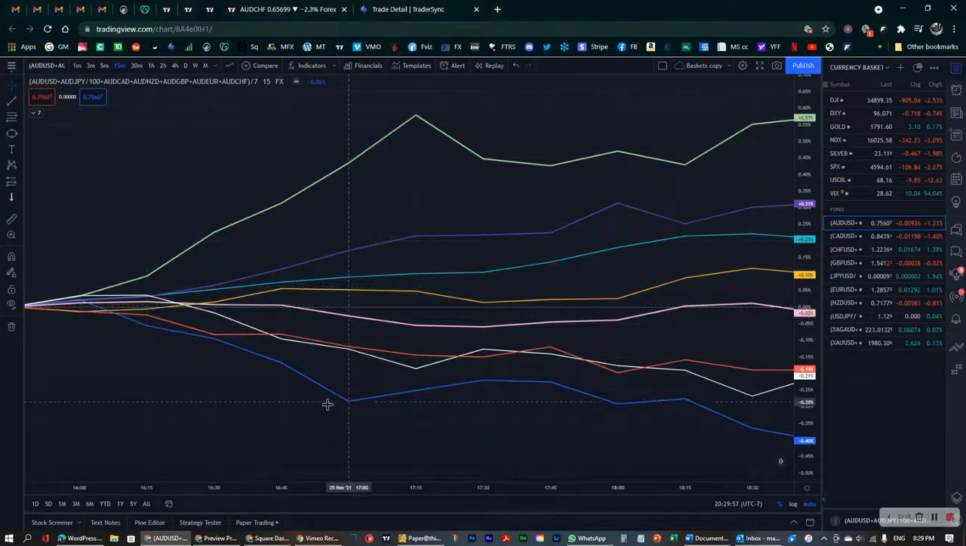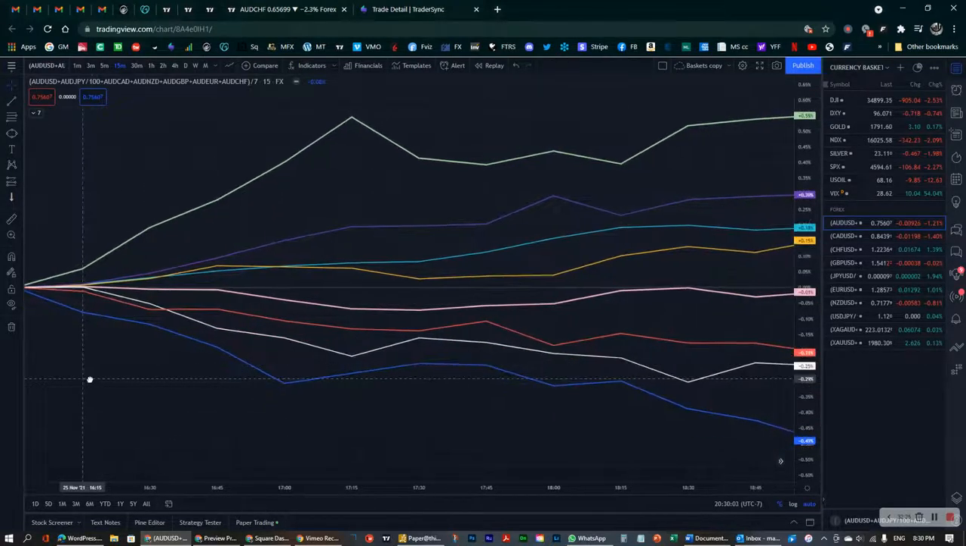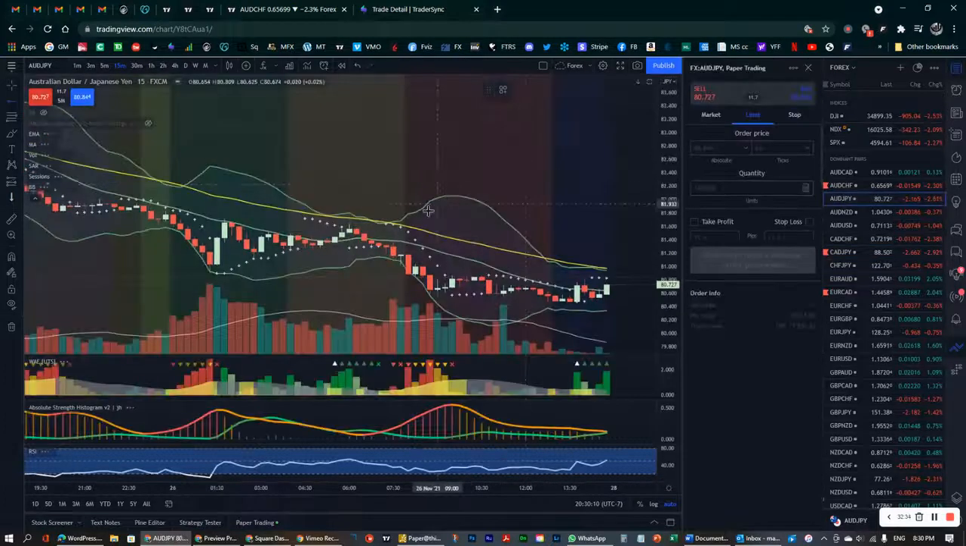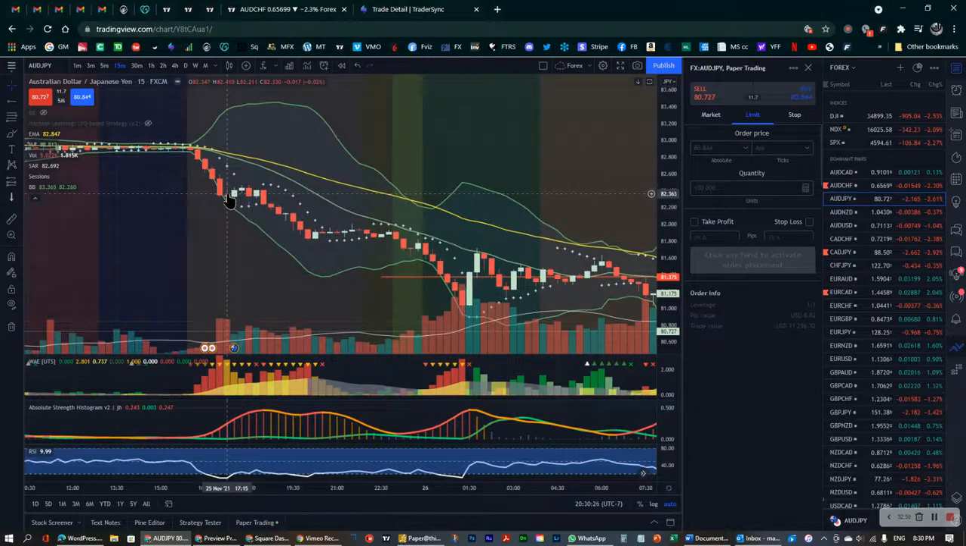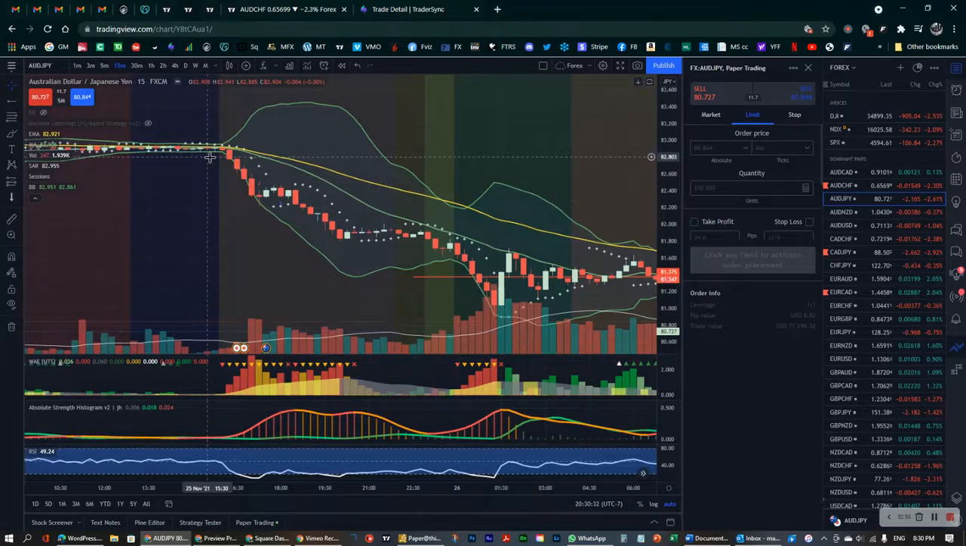So the divergence between the Aussie and the yen, huge. And that happens about 1600 yesterday. So let's see what happened at 1600 on Friday. I'm sorry, on the 25th. Oh, this was actually Thanksgiving. Sorry. I told you I have no life and I trade. So at 1600, that's right there.